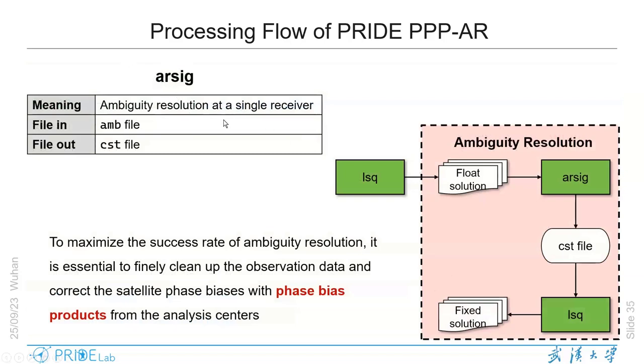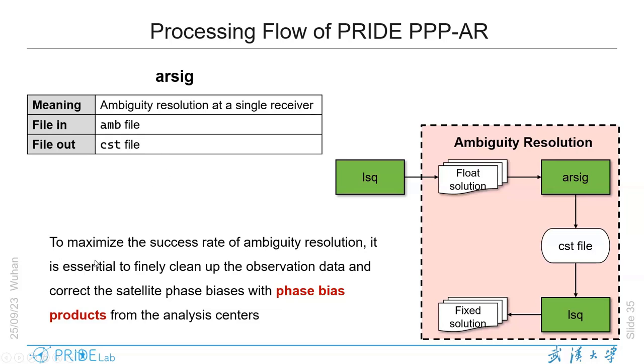Now we have refined our float solution, and we can move on to the next step, fixing the float ambiguities to integer values. This will improve our accuracy even more. To do this, we use the EarthScope program, which stands for ambiguity resolution. This program reads the ambiguities from the AMB file that the EarthScope programs produced, fixes them into integers, and writes them into the CRT files, which means the constraints that we will use to improve our estimation.